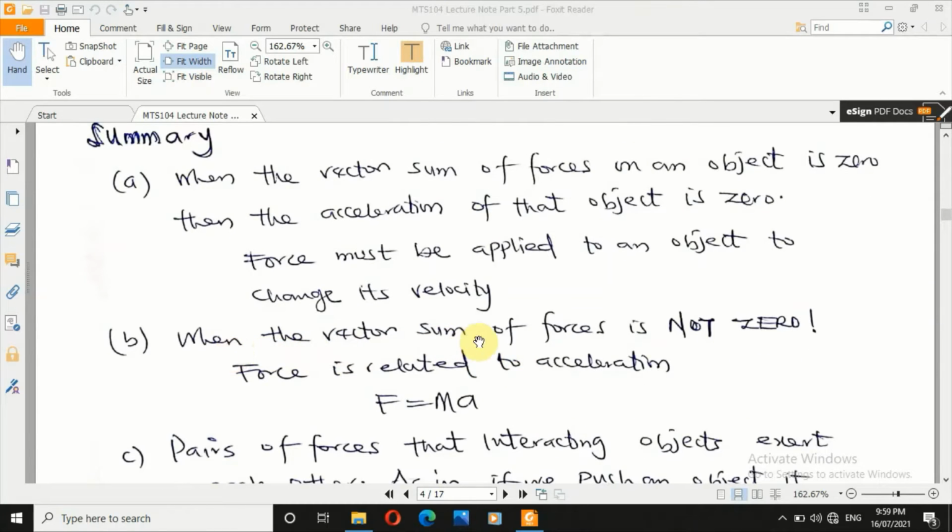Now, when the vector sum of forces is not 0, the summation of all the forces acting on the body, what does that mean? It means that force is related to acceleration. Let's take a look at this sentence again. When the vector sum of forces is not 0, it means that the force is something, maybe 1 Newton, 2 Newton, or 3 Newton. So in that case, the force is related to acceleration.